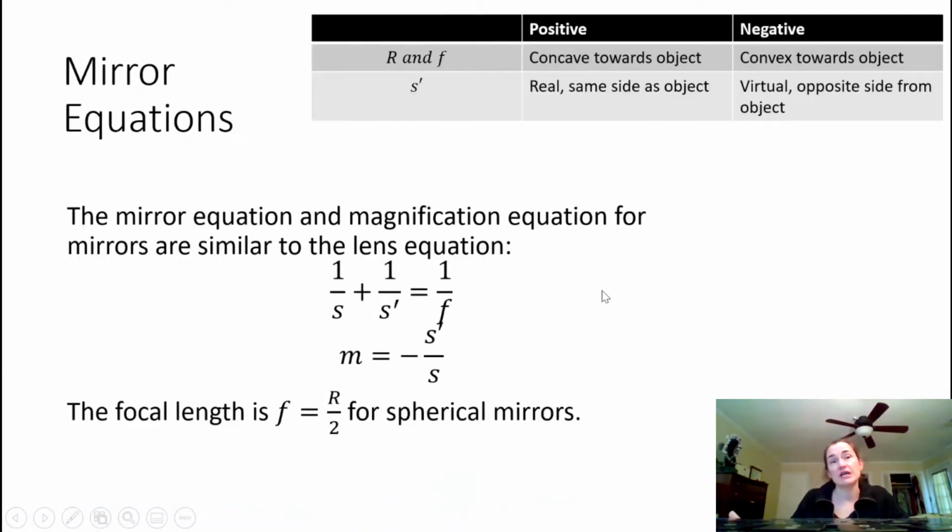The mirror equation and the lens equation are very similar to one another, and the magnification equation is the same. The focal length for spherical mirrors is always going to be r over 2. The sign conventions are that r and f are positive if they're concave towards the object and negative if they're convex towards the object. And s prime is going to be positive if it's real, on the same side as the object, and negative if it's virtual, opposite from the object. Remember, the sign convention for s prime is different for mirrors than it is for lenses.